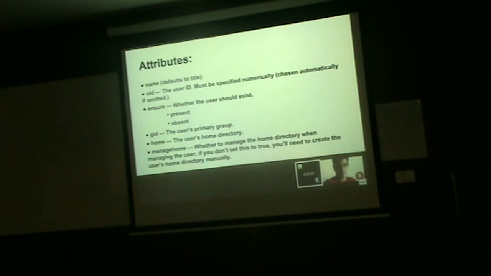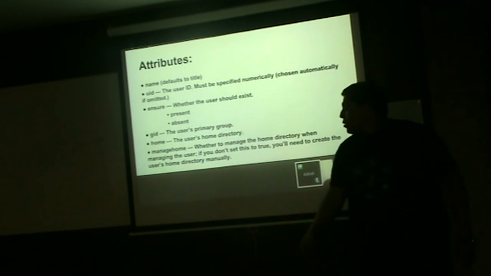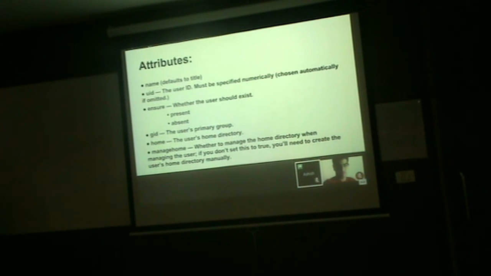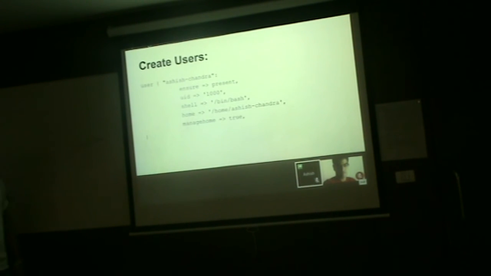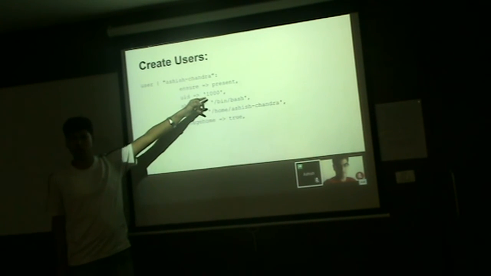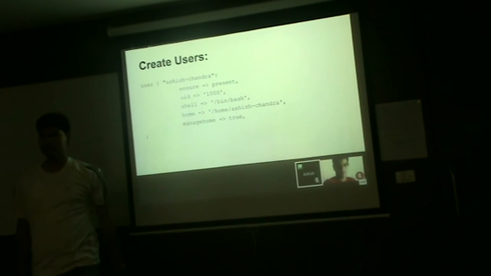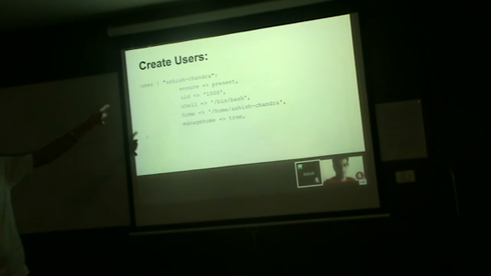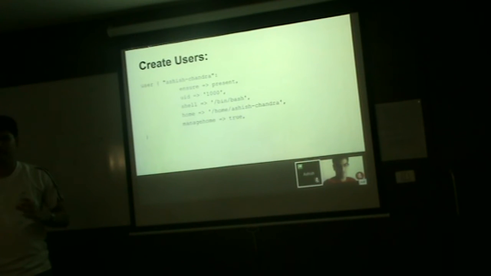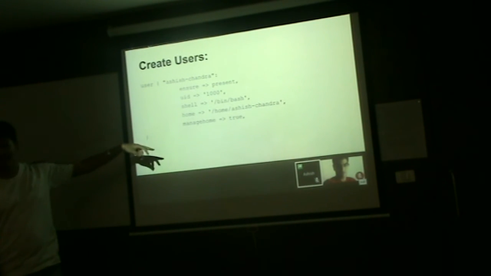We can have certain attributes like name, UID, and ensure present or absent. Suppose I want to delete some user here. This will create the user Ashish Chandra, because I have said ensure is equal to present. The first time it runs, it will check whether user Ashish Chandra is present on that system. If it's present, it's not going to do anything, it will just report that Ashish Chandra is present. If it is not present, it will create it with all these configurations.